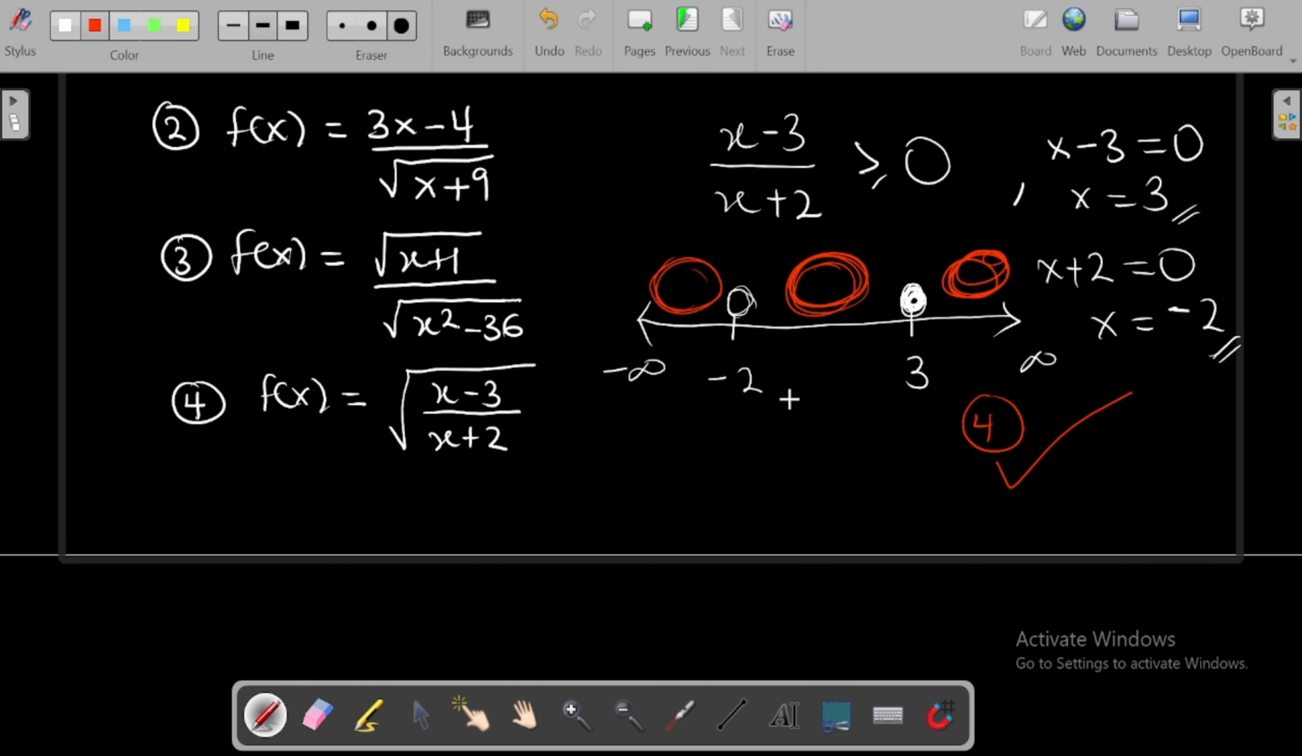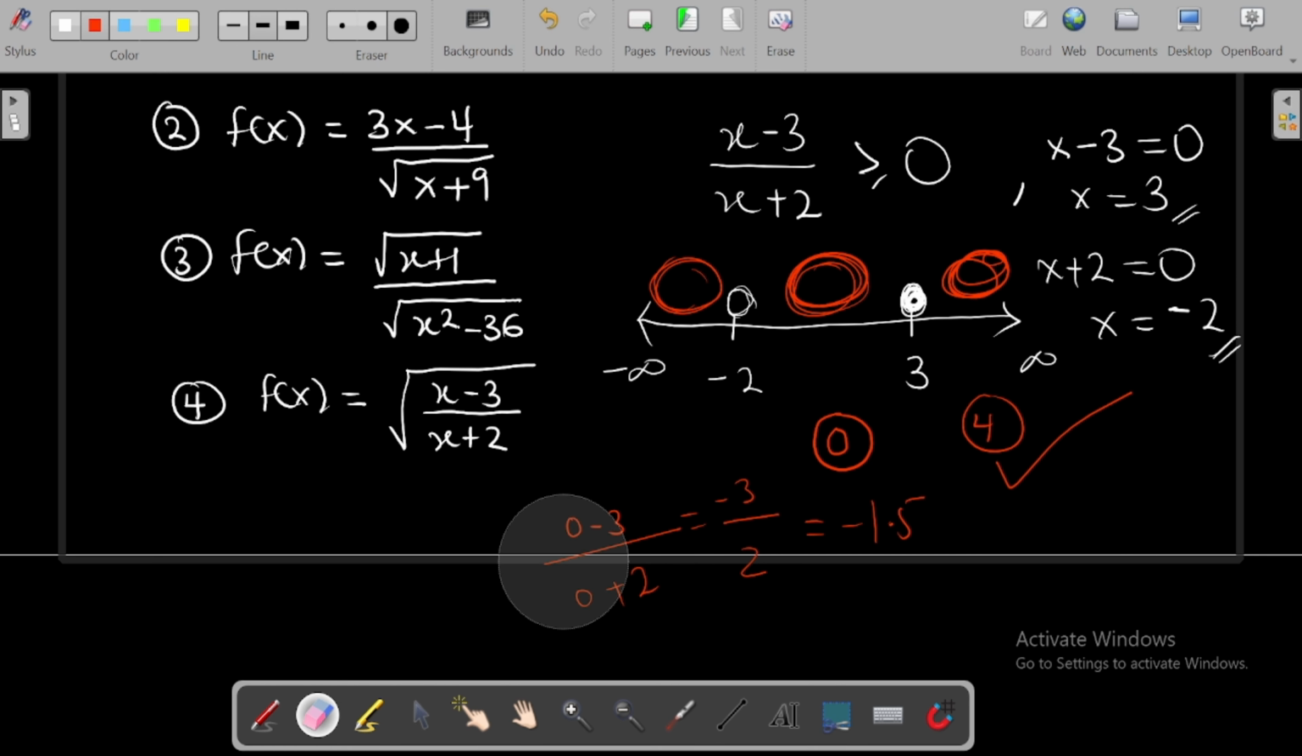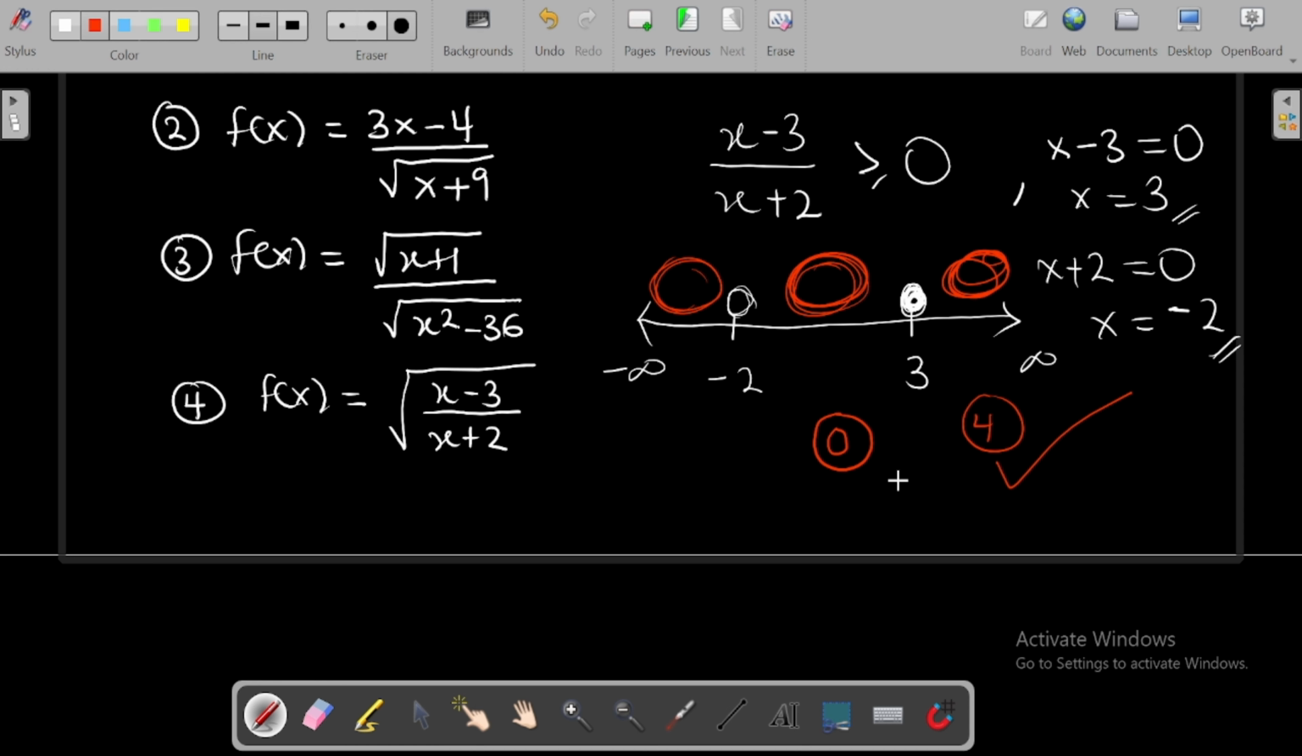Now let's look at this second region between -2 and 3. Let's pick any number. Me, I'm going to pick 0. You can decide to pick any number at all. When you put 0 into the equation, you get 0 minus 3 all over 0 plus 2, which gives you -3 over 2. Is -3 over 2 greater than or equal to 0? No, because -3 over 2 is -1.5, and 1.5 is less than 0. It means that this side of the number line doesn't satisfy the equation, so this region is not part of the domain.